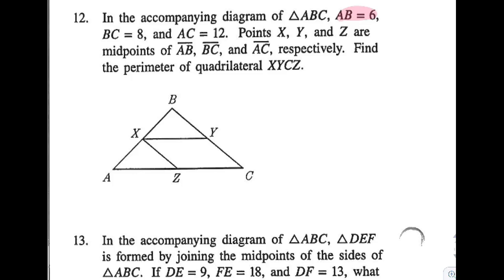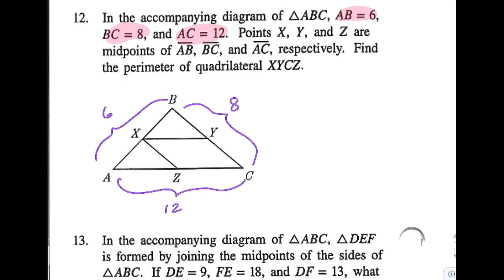AB is 6, BC is 8, AC is 12, and then here it tells us X, Y, and Z are all midpoints, so it flat out tells us that. If that's a midpoint, and that's a midpoint, and that's a midpoint, then if this is 12, then that's half of that, because it's parallel to it. If that's 6, this would be 3. It's not asking us that. If this is 8, then that is half of that, which is 4.